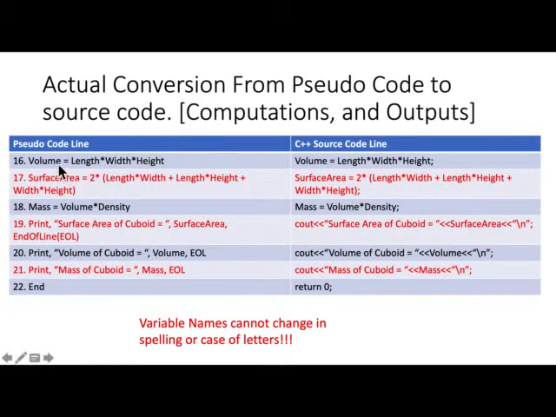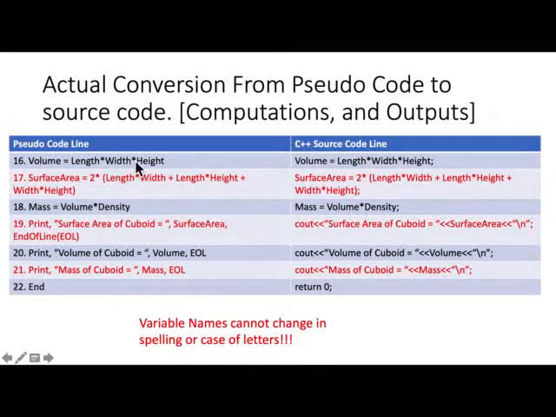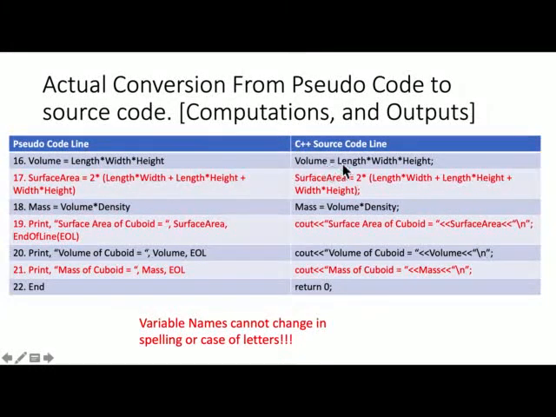Then we have volume equal to length asterisk width asterisk height. This was in pseudocode. This is exactly the same way, except we do have a semicolon. Same thing with the surface area. This was the formula in the analysis, in C++ form. We put exactly the same thing except ending with the semicolon. Same formula as in analysis, ending with the semicolon.